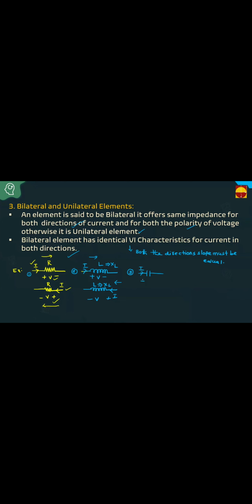And this is the current direction. This is the polarity. It offers the capacitance of C or it offers the reactance of X in one direction. For the same capacitor, I am changing the current direction and polarity. Then also it is XC only. It cannot offer different because it is the same capacitor. That's why it is which element? Bilateral element.